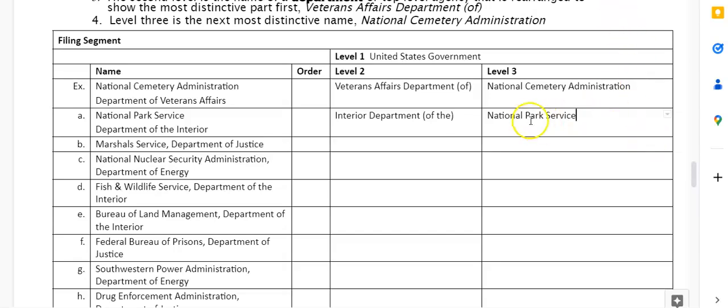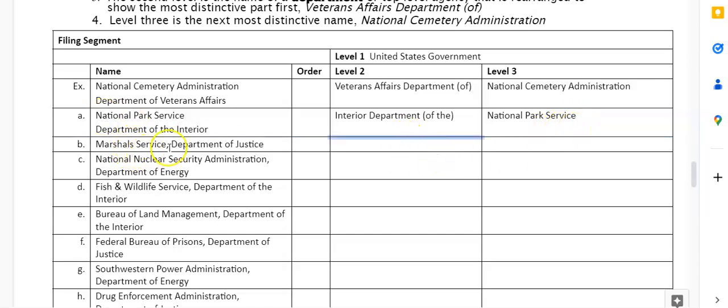Okay, and we're doing it this way because the National Park Service is part of the Department of the Interior. So the Department of the Interior is more important than the National Park Service. You can think of these as sub-levels, where the Interior Department is below the United States government, and below the Interior Department is the National Park Service.